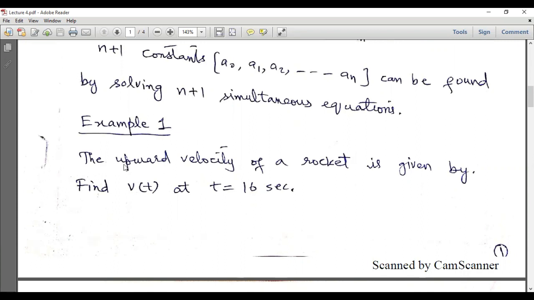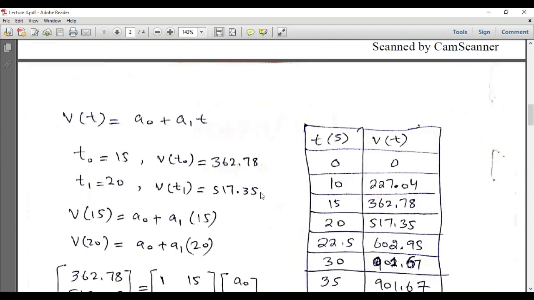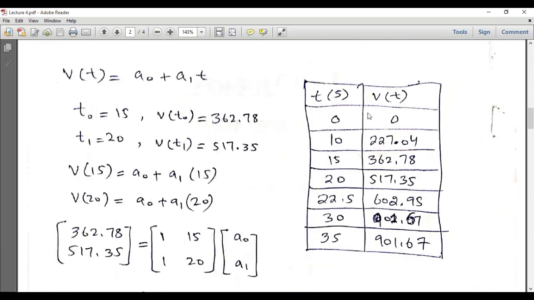In this example, we are given the upward velocity of a rocket, and we have to find the velocity at t equal to 16 seconds. We are given the velocity of the rocket at discrete time points.